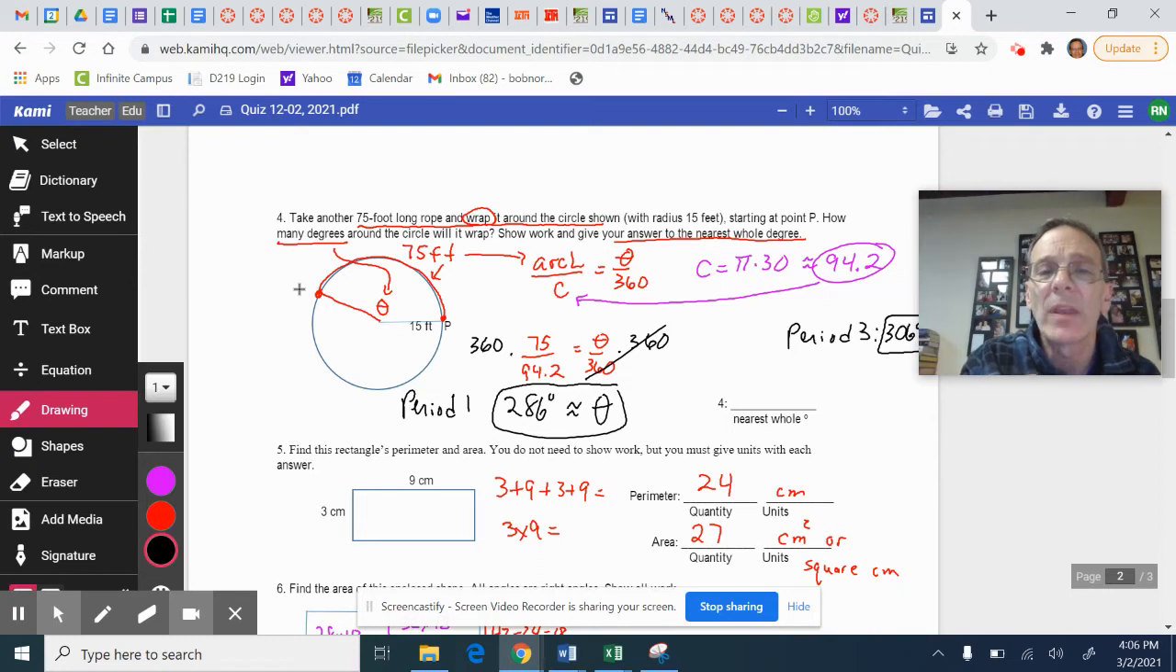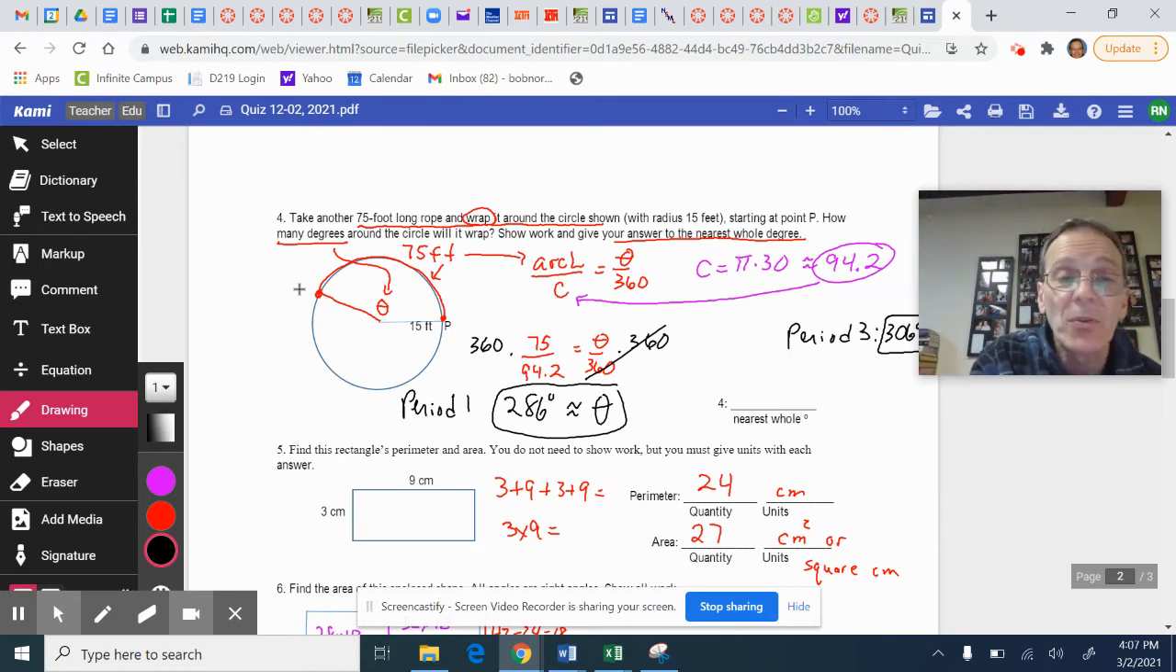So it's going to go in for arc length in this arc length formula. And I'm choosing this version of the formula just because it's going to be a little less algebra for me to solve for theta. All I'm going to have to do is multiply both sides by 360. But the 75-foot rope length, whatever the rope length is, in period 3, I think it was an 80-foot rope, that goes in for the arc length. And then this theta here is what I'm looking for, right?